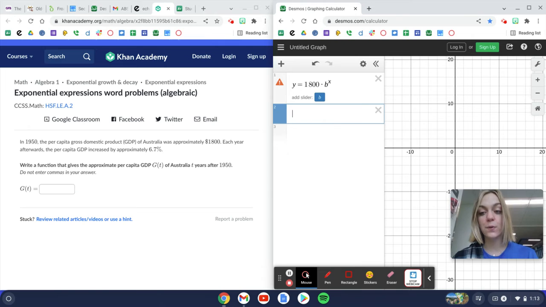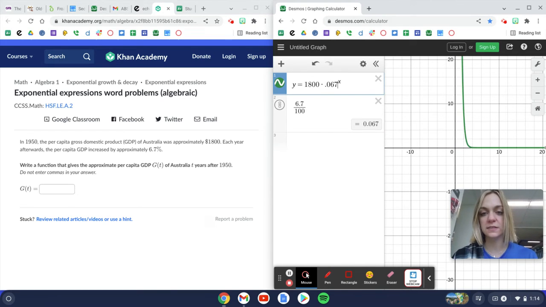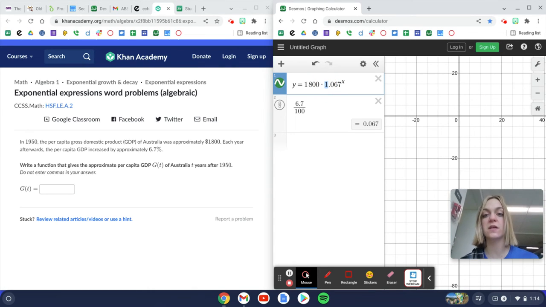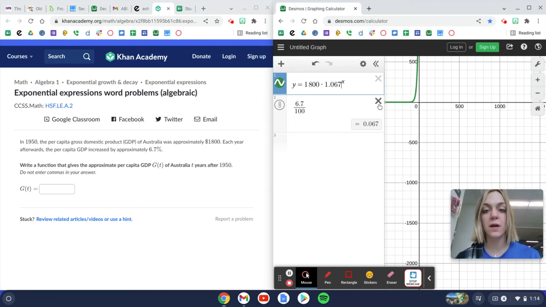So I need to make 6.7 into a decimal, which I can do by dividing by 100. So my growth factor then, I've got 0.067. However, when I do this, I see that this is actually a decaying function, not a growing function. So in order to make this a growing function, what I have to do is add a 1 out here because that's considering the amount that it started with, 100% that it started with, plus the 6.7% increase. And then this does give me a growing function, which is exactly what I want.